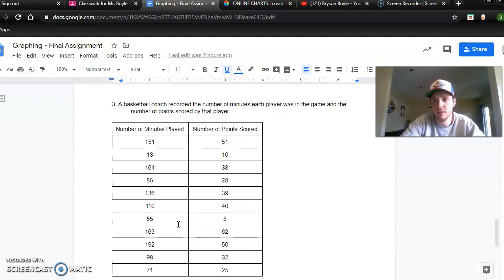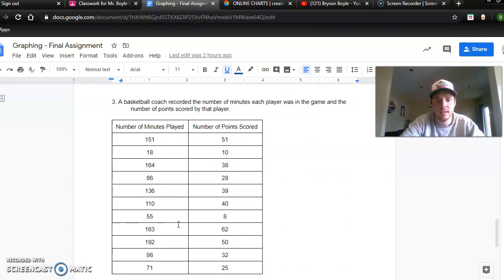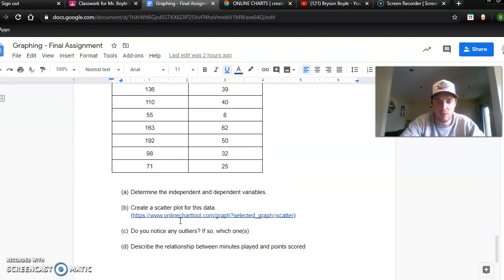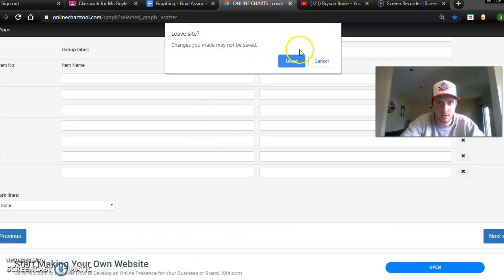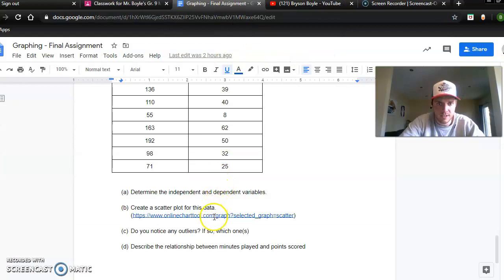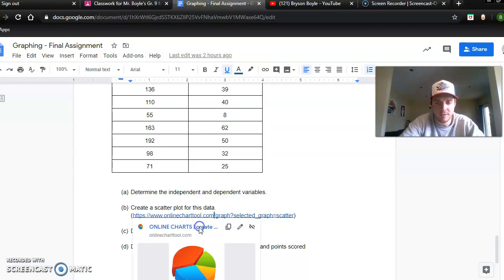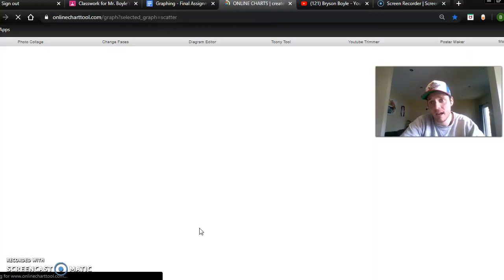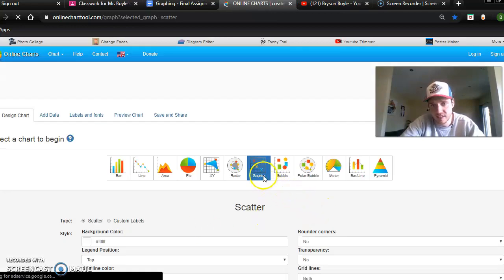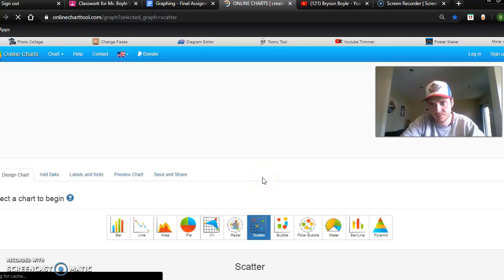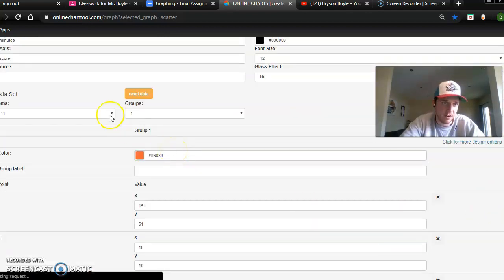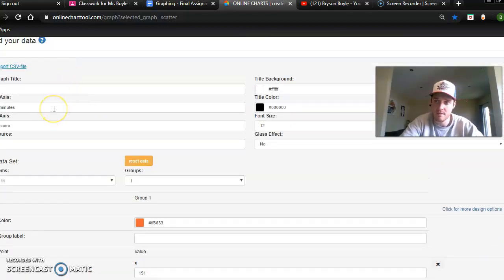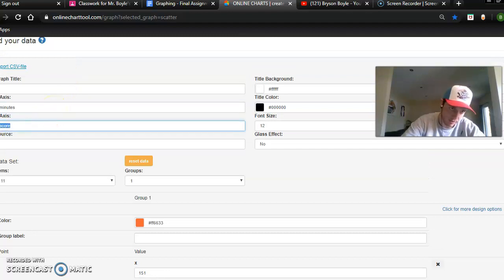Number 3 is a little different. You're making a scatter plot. So you're going to use that same website. Click the link. It's going to bring you to this website again. But this time you're not making a line graph like you did for question 1 and 2. You're making a scatter plot, right? So you have to make sure it's on scatter, which it is. Next, you're going to try to figure out your independent and your dependent variables. Dependent goes on y, independent goes on x.